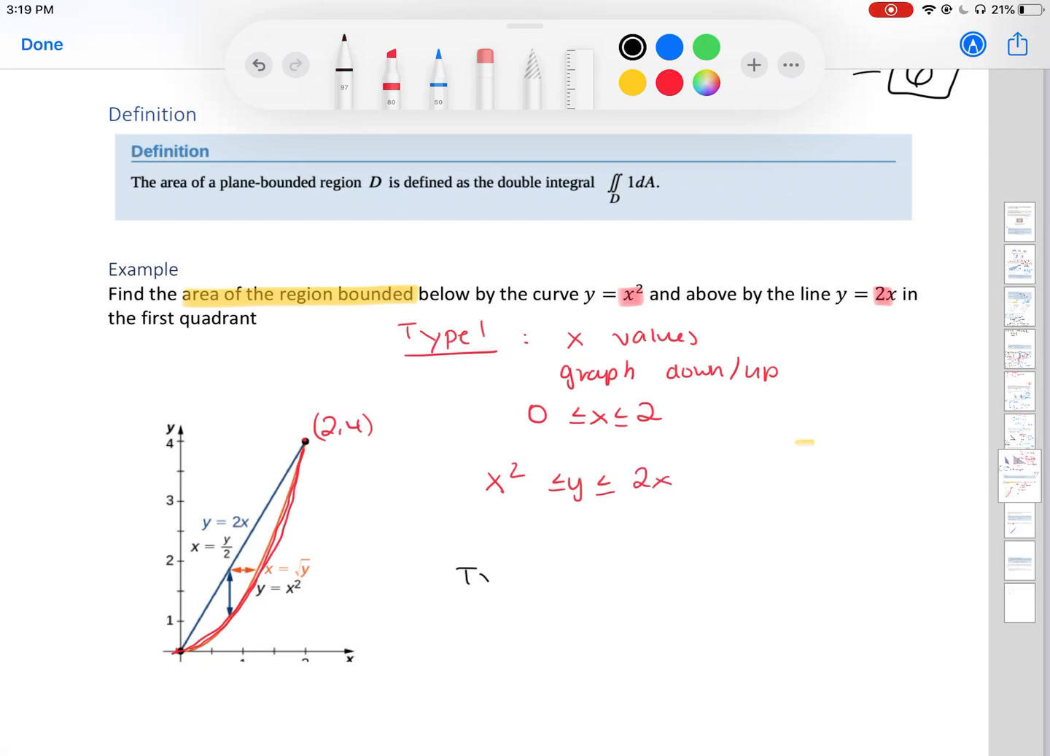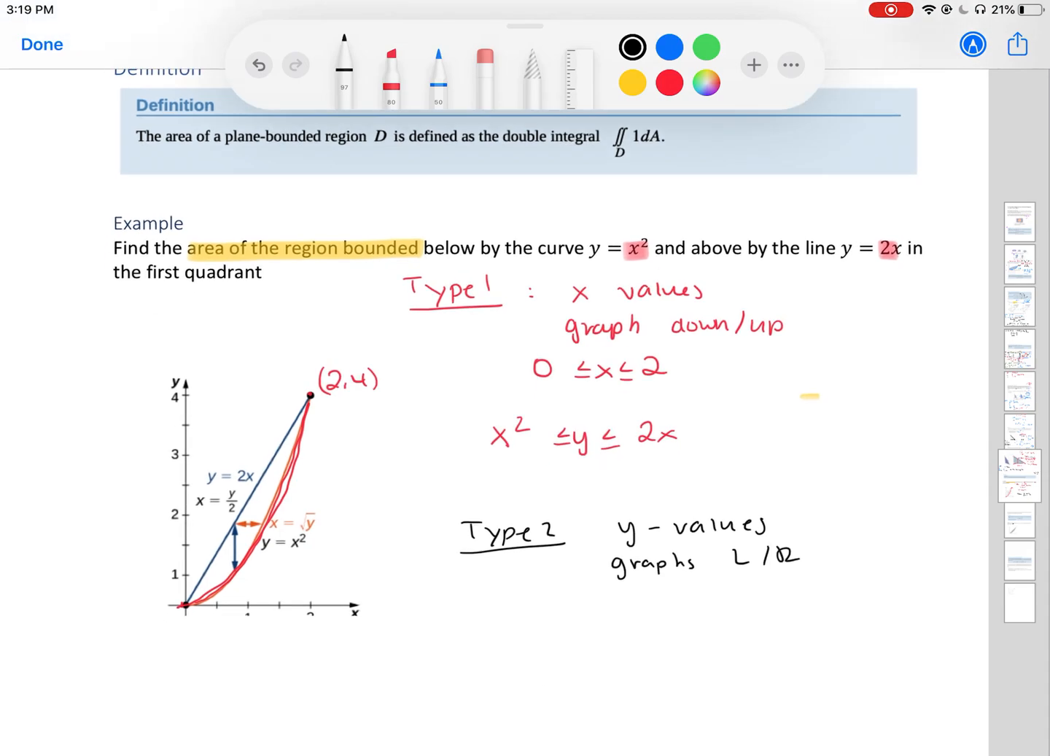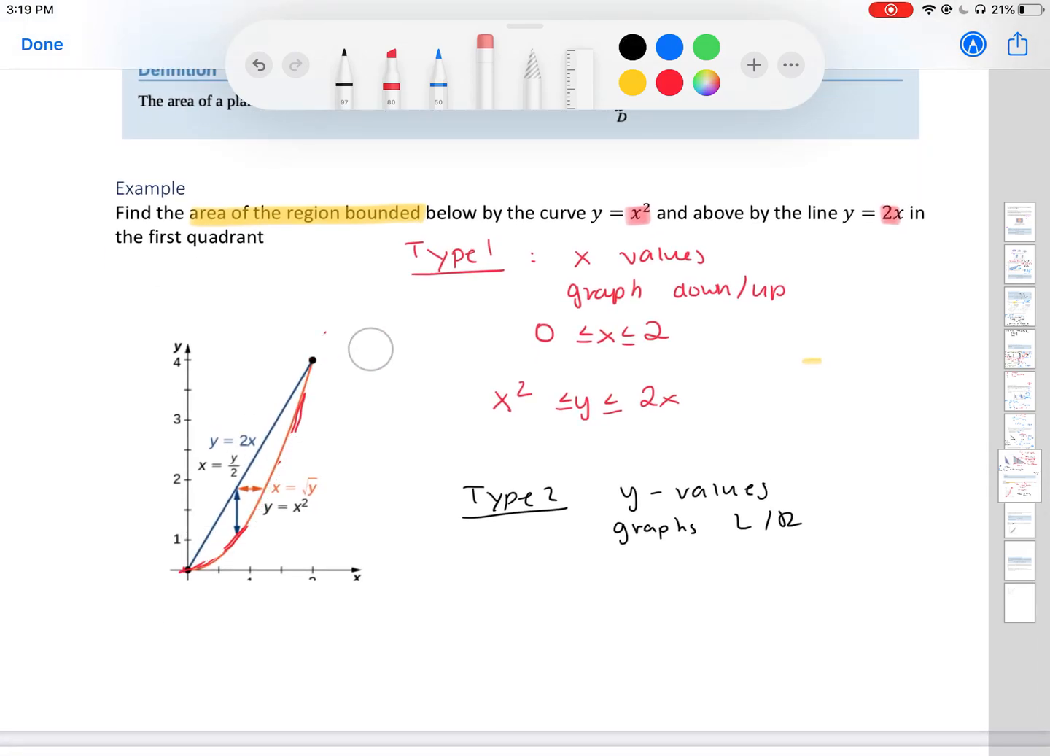Let's now do type 2. So for type 2, we're considering our y values, or it's in terms of y, and you want to look at your graphs from left to right. Let me erase my notes. That point's important though. That point there is 2 comma 4, where those two functions meet. So if we look at our y values, our graphs go from 4 to 0. So my y argument goes from 0 to 4.